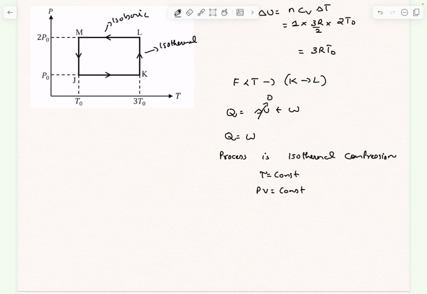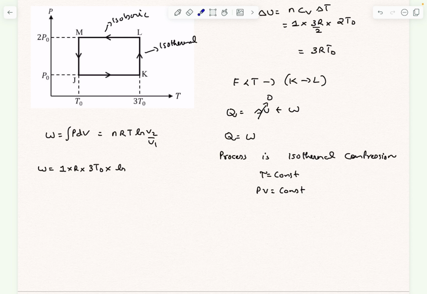Now the work done, you can simply find it out using the integral of PdV, and the direct result is nRT ln of V2 by V1, and most of you may be familiar with this. Otherwise, you know the fact that PV is nRT, so you can substitute the value of P as nRT by V into this expression and integrate it. So the work done will turn out to be, number of moles is 1, the temperature here is 3 T0, times ln of final volume upon initial volume.